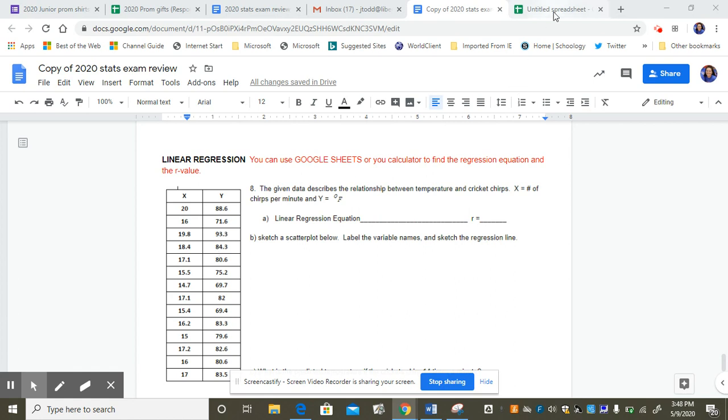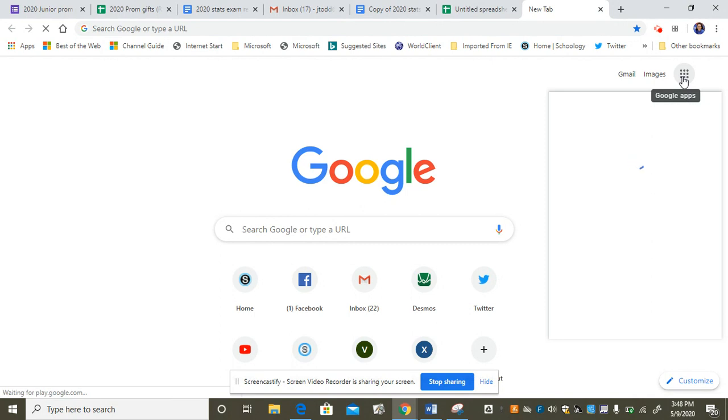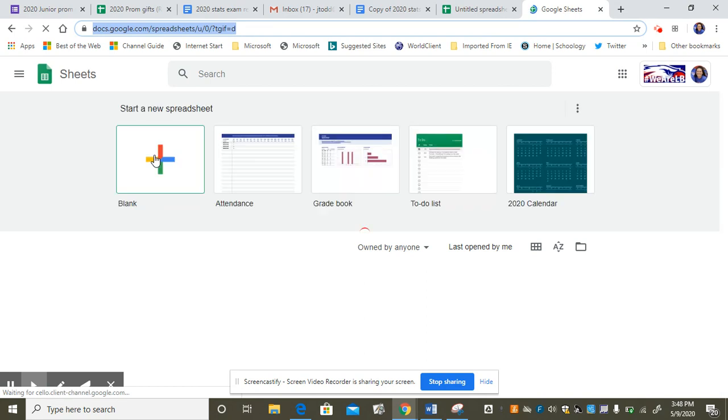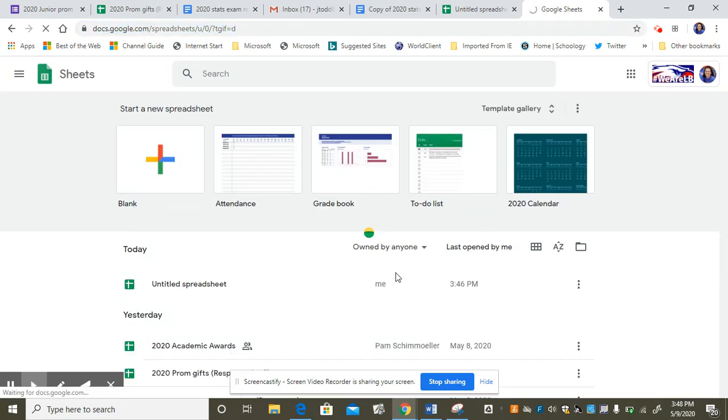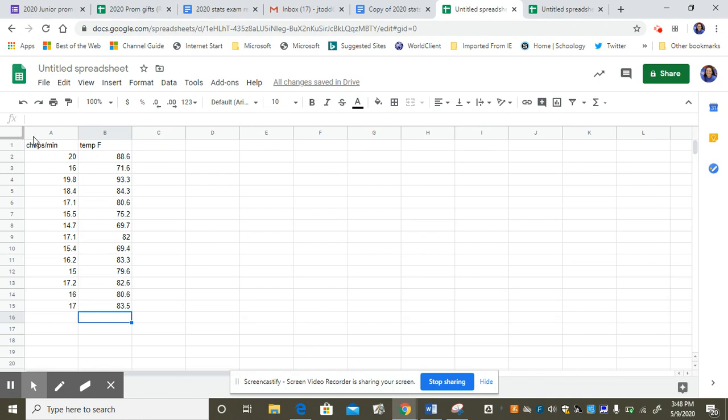I already have that done to save us some time, but I did have some of you asking questions on how to even get to a spreadsheet. You just open a new tab, and then go down here. I always click on these, and then you would just go to Sheets, and then click New or Blank, and it'll open a brand new blank spreadsheet that you can start typing in. But again, to save time, I went ahead and made a spreadsheet, and I have my titles on here as well, but you're going to be doing this by hand, so it's okay if you don't have the titles.